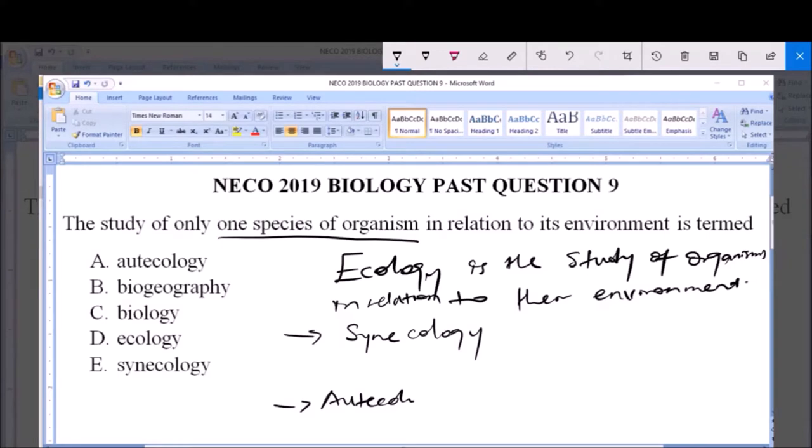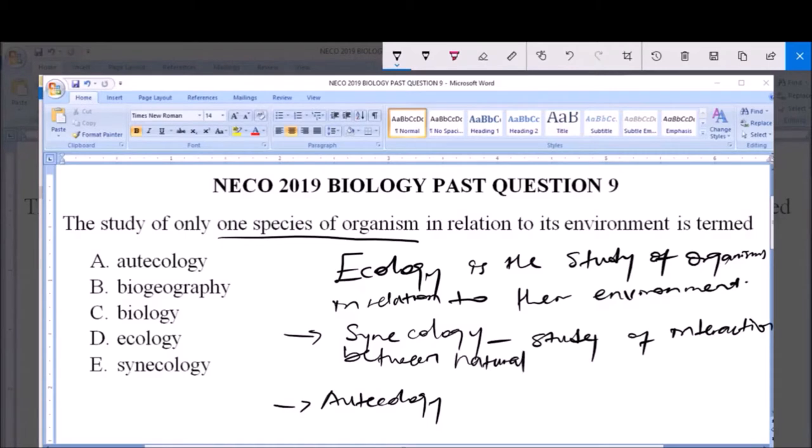Now the synecology here deals with the study of the interaction between natural communities and their environment. And like we know, natural communities are made up of what? Many populations. So many populations make up a community.